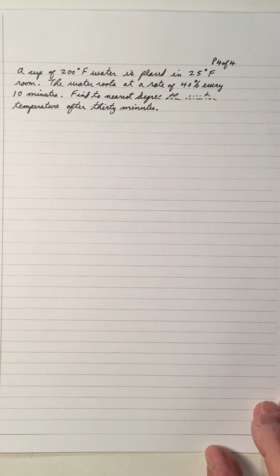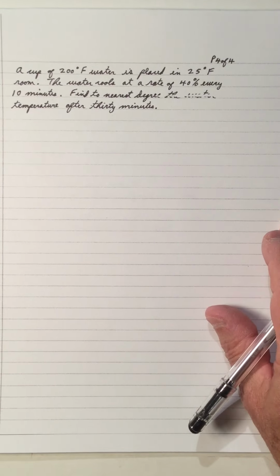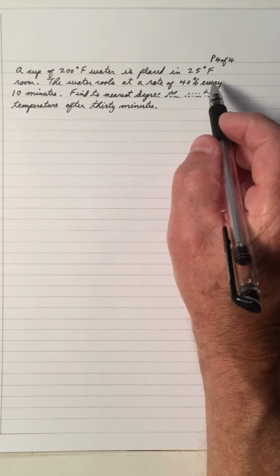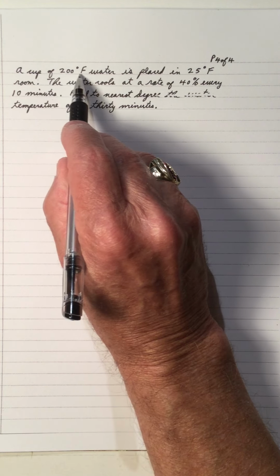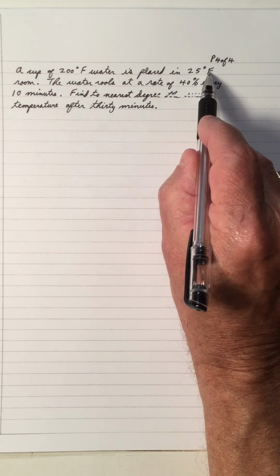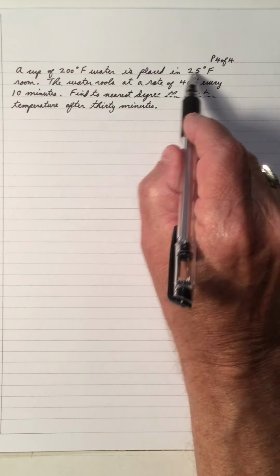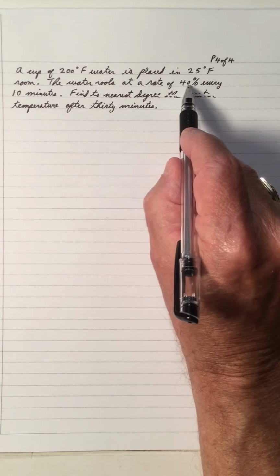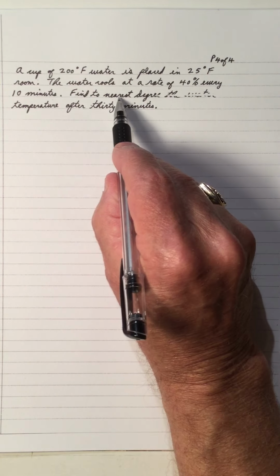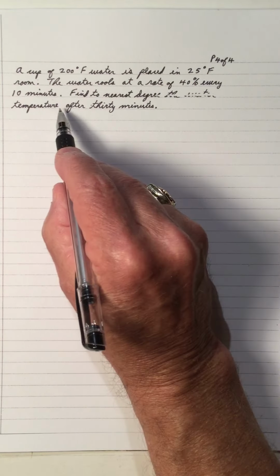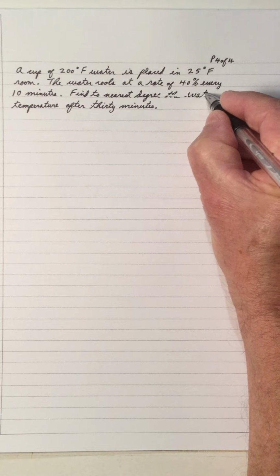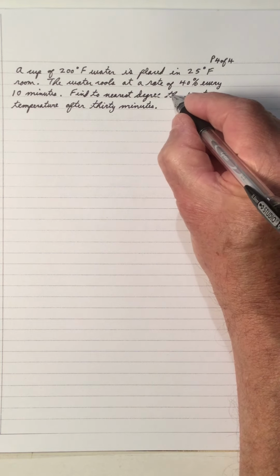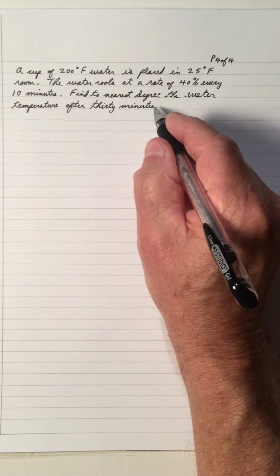Okay, let's continue. Let's reverse it. Let's write the equation and find the temperature of the water at 30 minutes. A cup of 200 degree Fahrenheit water is placed in a 25 degree Fahrenheit room. The water cools at a rate of 40% every 10 minutes. Find, to the nearest degree, the water temperature after 30 minutes.